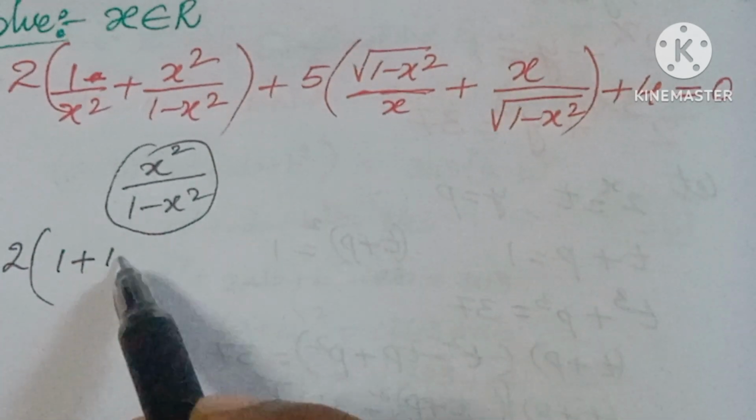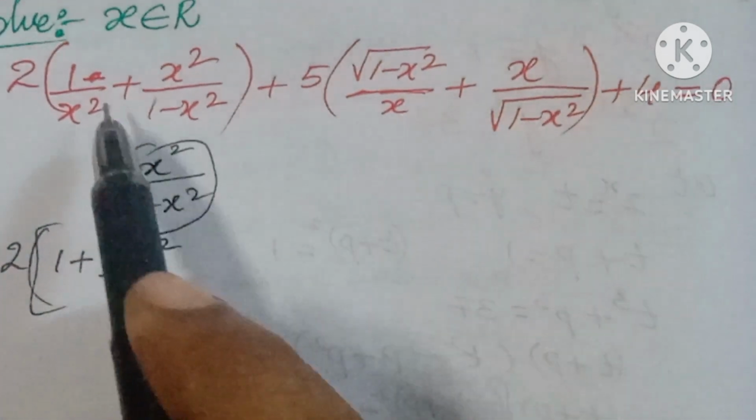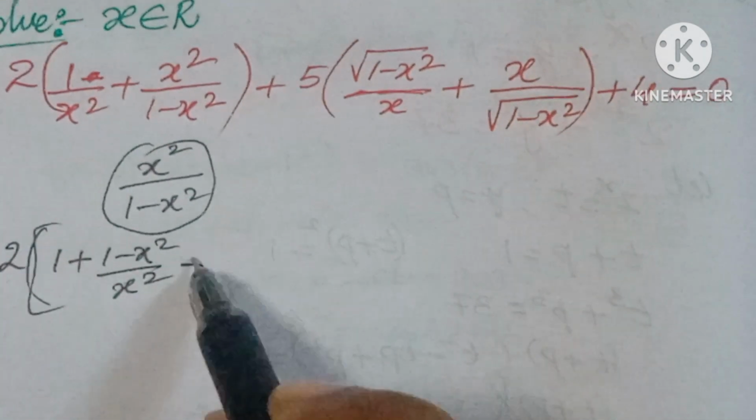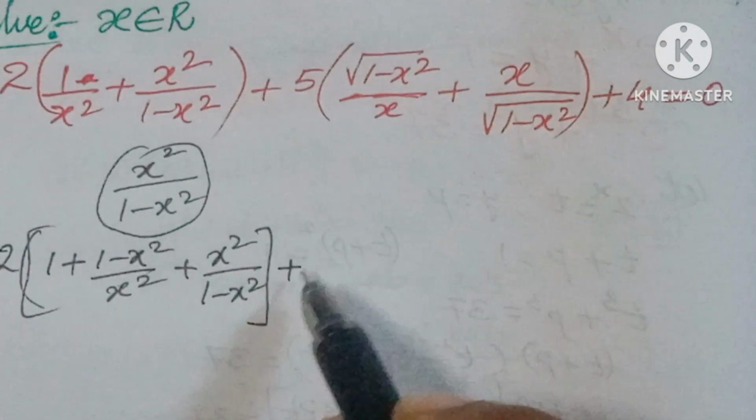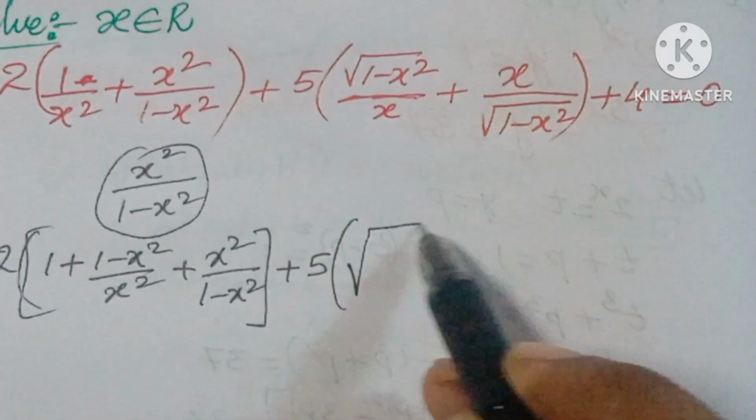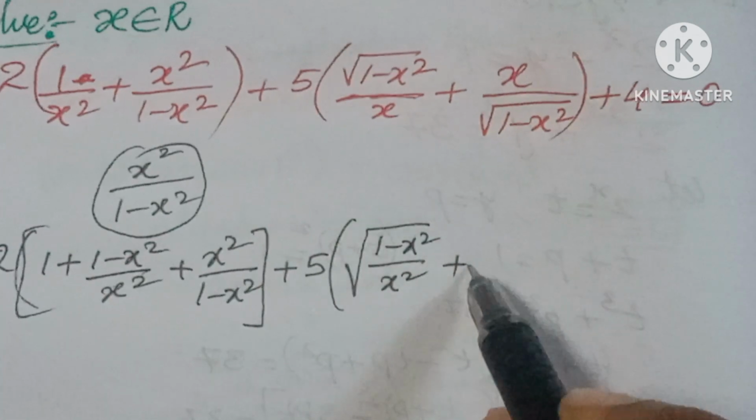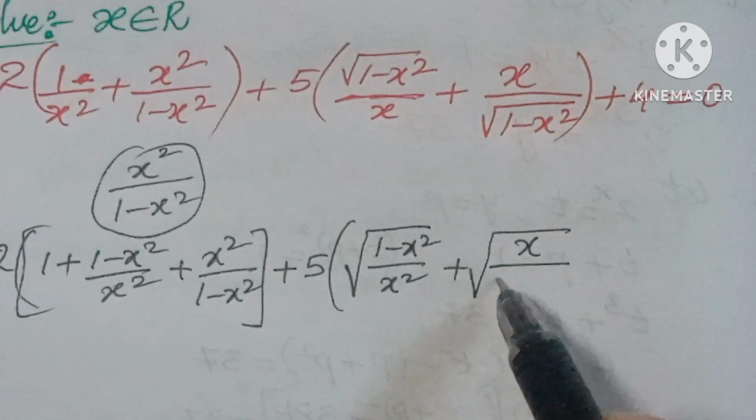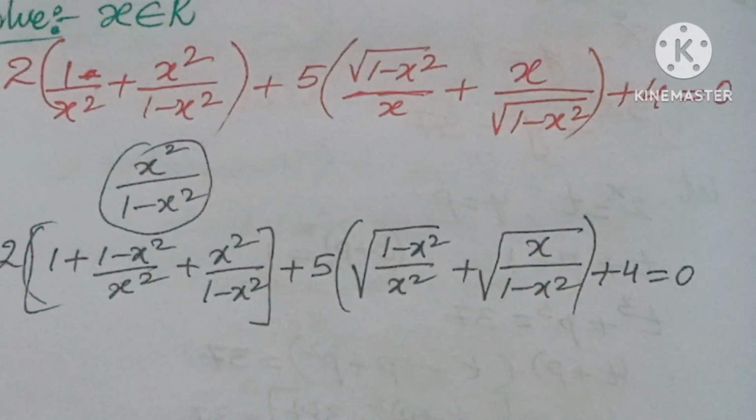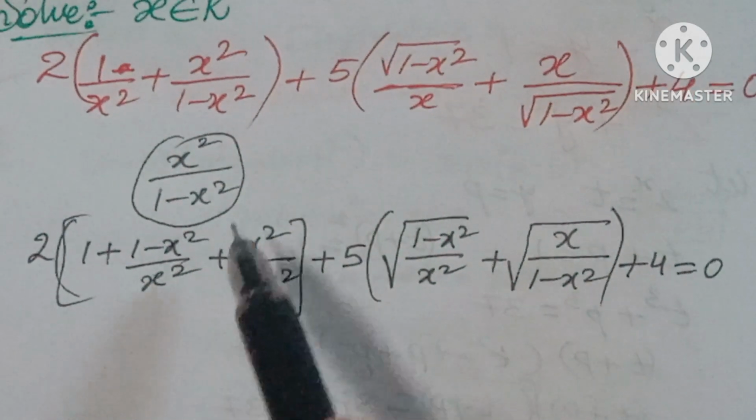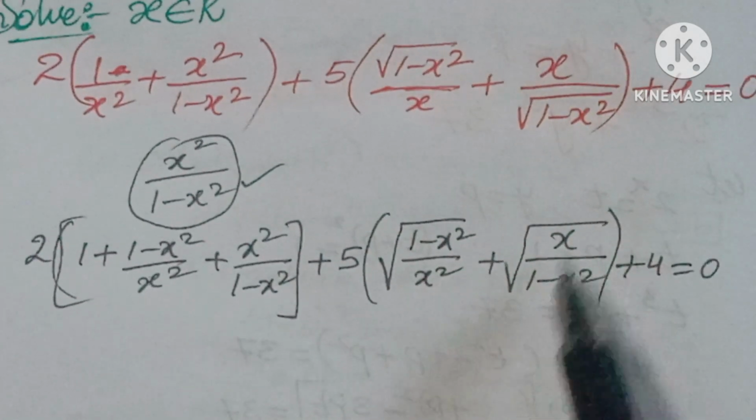1 plus (1 minus x square) over x square. If you take LCM, here you'll get 1 by x square plus x square by 1 minus x square plus 5 into (root of 1 minus x square by x plus x by root of 1 minus x square) plus 4 equal to 0. Now in the equation we are getting some common value. X square by 1 minus x square, we are having reciprocals here.